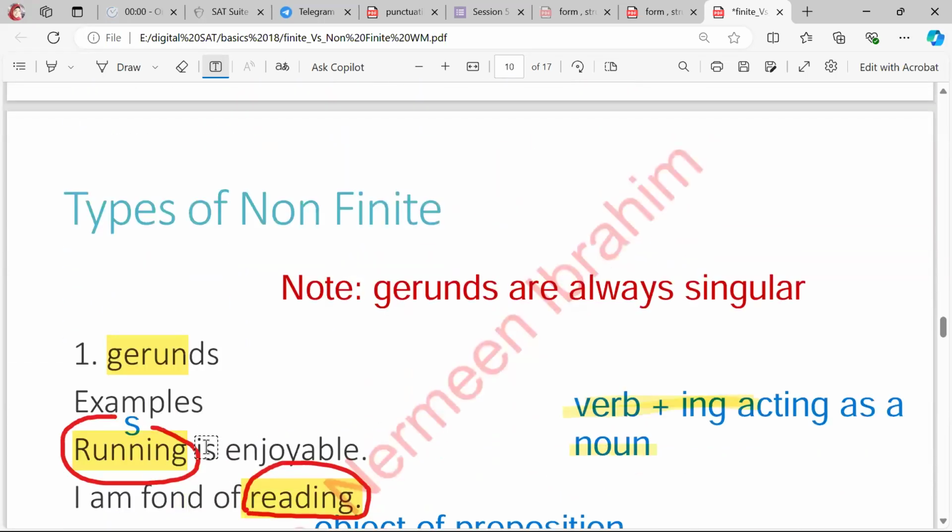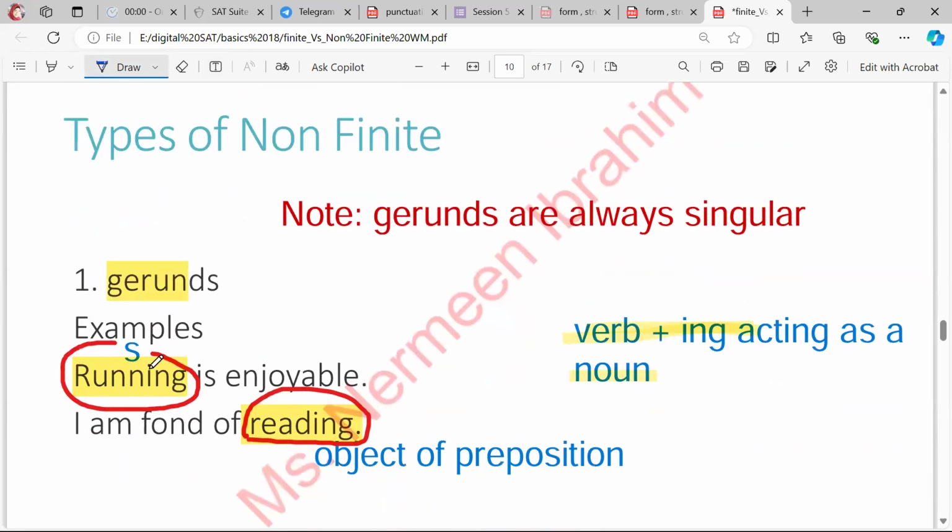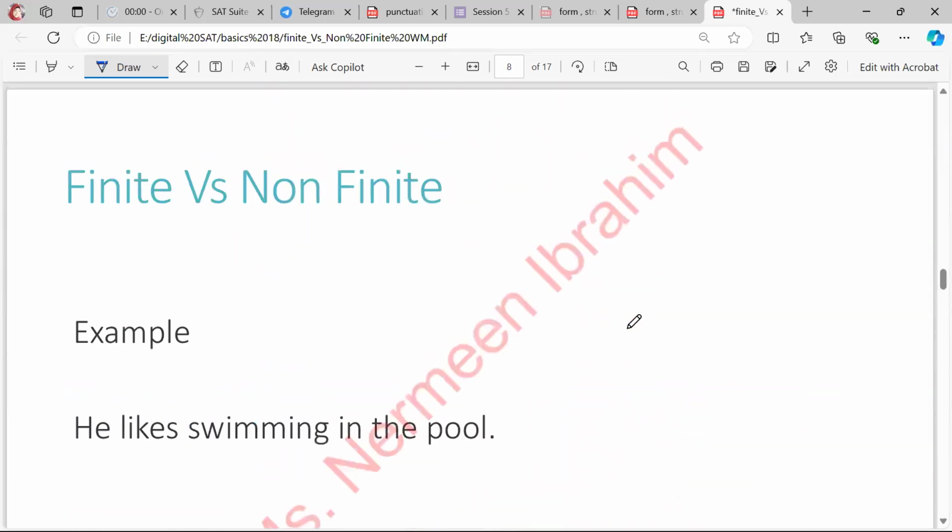What are gerunds? Gerunds are verbs plus "ing" acting as a noun, like "swimming" that we have just seen here.